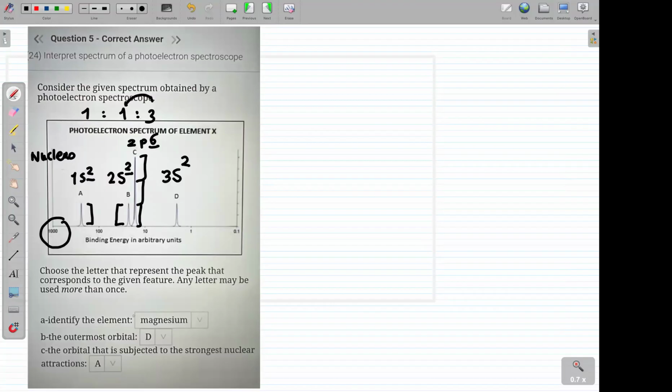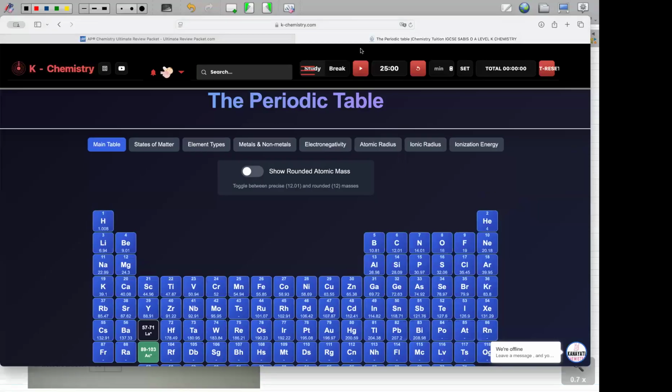In order to identify the element, let's see which element has this configuration: 1s2, 2s2, 2p6, 3s2. Let's go back to our periodic table. Our periodic table tells us that this is 1s2, and this is 2s2, and then this is 3s2. Since you stopped at 3s2, this is your element. 3 because it is in period 3, and s2 means it's going to stop here. We said this is the group that any element in this group, its configuration is always going to end in s2. So this is 3s2.